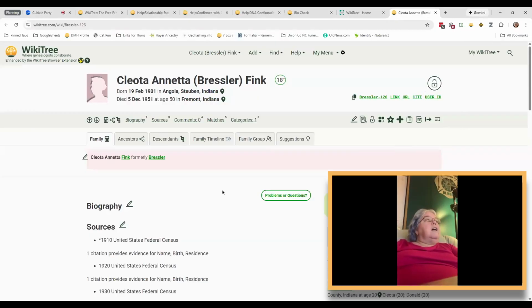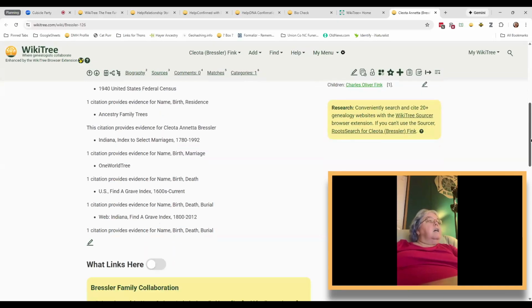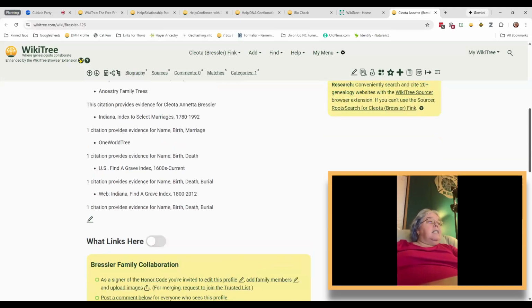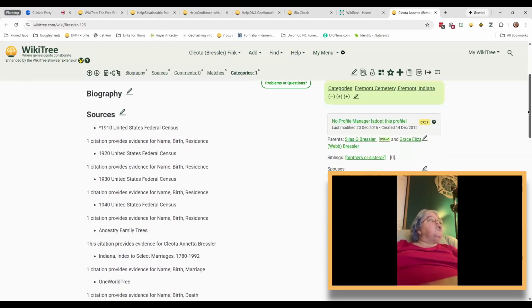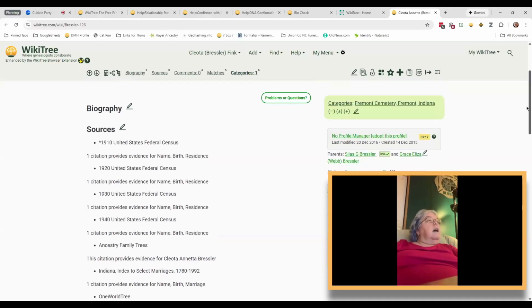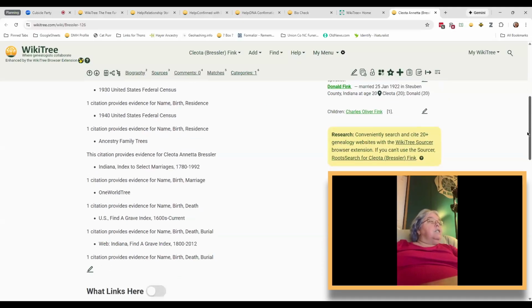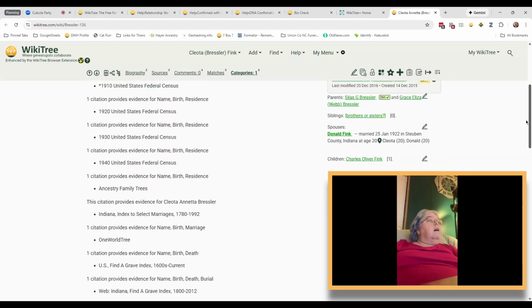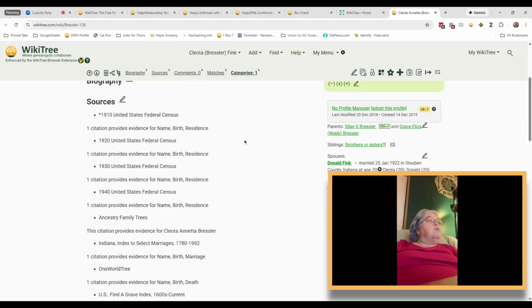Okay, so I chose Cleota Bressler, I think. And I'm going to look down through it. We've got Silas confirmed with DNA. So we're going to scroll down and see if there is not a DNA statement. So we've got a valid suggestion. And we don't have any sources that we can actually get to, although they are probably valid sources. It just doesn't give us enough information to go with.